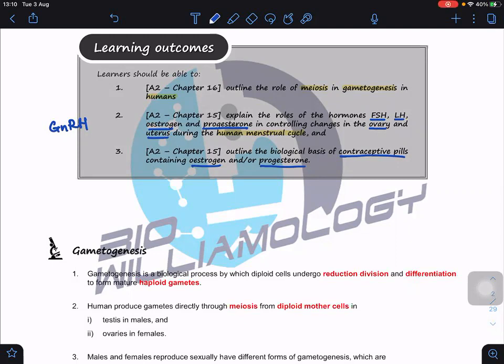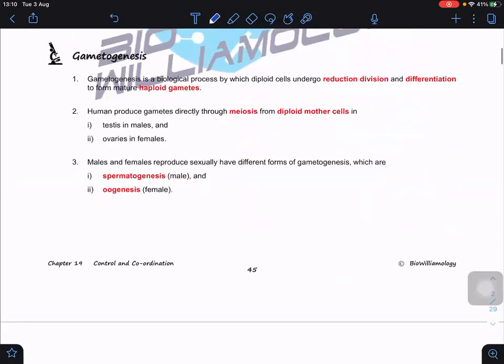Okay, another part we're going to put in here, which was already discussed previously in conservation, where we use assisted reproduction, one of these being IVF. So we're going to look at how IVF can be done in a more detailed way. Okay, so before we start on the menstrual cycle and contraceptive pill, let us look at gametogenesis first. And at the same time, we do have a quick revision of meiosis as well.